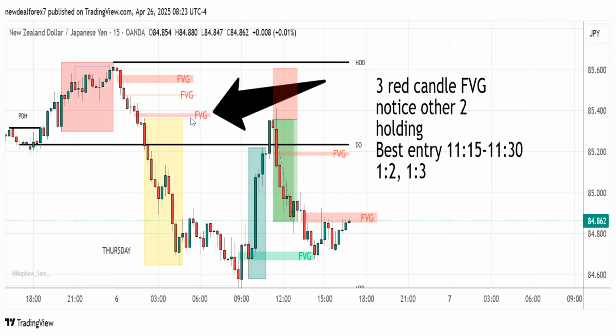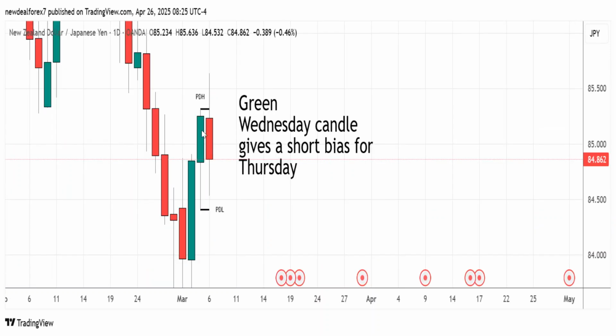So you set a price alert right here. You're not trading all of this. You're only trading this right here. Now, I know you're wondering, well, hey, what's up with this red fair value gap right here? Can I take that long too? And no, because that's not our bias. Our bias is short. I don't care if it pays out. I'm only trading my bias.